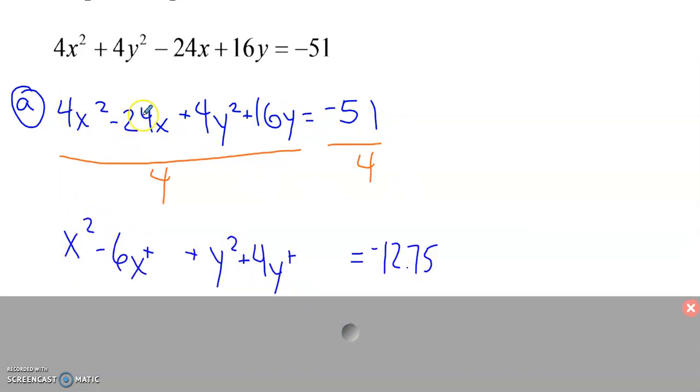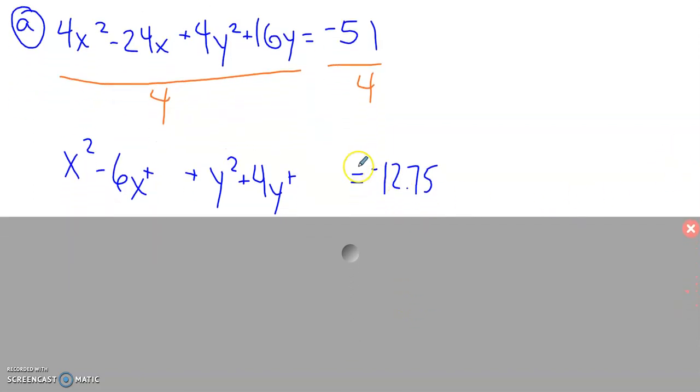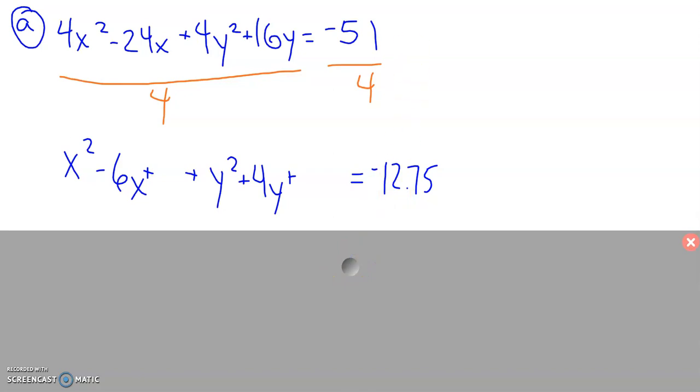That divided by 4, 24 divided by 4 is 6, 4 divided by 4 is 1, and 16 divided by 4 is 4. I also have to divide negative 51 by 4, and that's not a nice whole number, unfortunately. So I've got to deal with negative 12.75. And then move C. It already is on the other side, so I'm done with that step. Then my third step is to add half of b squared to each side.